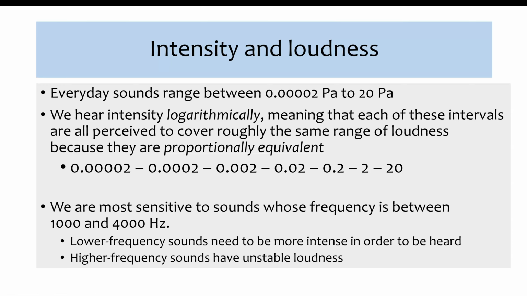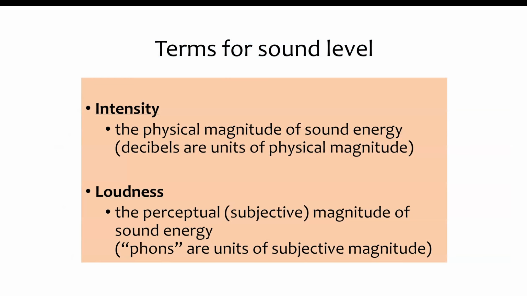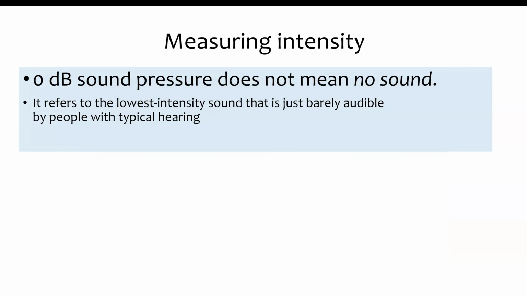Some other little details as we're thinking about this is that we are differentially sensitive to sounds depending on their frequency. So here's where we get one example of how intensity is different than loudness. A sound that's between 1,000 and 4,000 hertz will sound louder to us than a sound that is lower or higher than those frequencies, even if the sound pressure level is the same. So this is just returning back to our terms, where intensity refers to the physical magnitude of sound energy, and loudness refers to your perceptual or subjective magnitude of sound energy. In this unit, we're really not going to talk so much about loudness. However, loudness does play a little bit of a role here in how we measure intensity. Specifically in this starting example of thinking about 0 decibels.